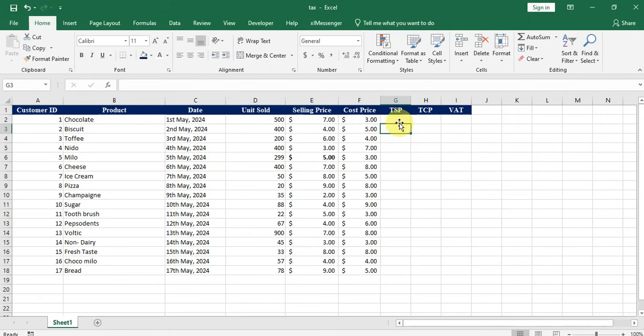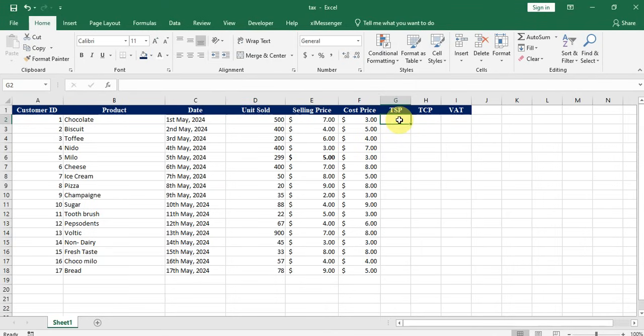Excel is all of what? Calculation, computation, and others. Excel is full of calculations. We want to calculate the total selling price. On 1st May 2024, we bought this chocolate at a price of 3 cedis, and then we sold it at a price of 7 cedis, and the total number of chocolates we were able to sell on 1st May 2024 was 500.